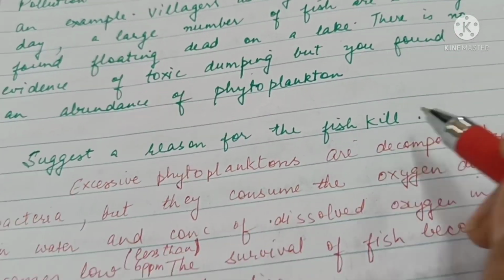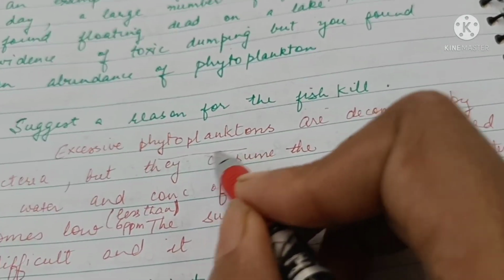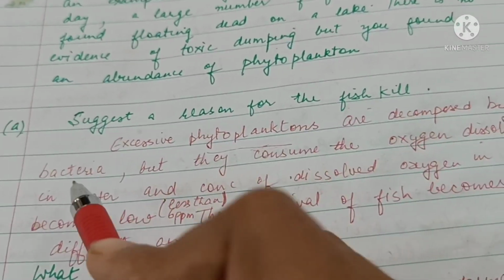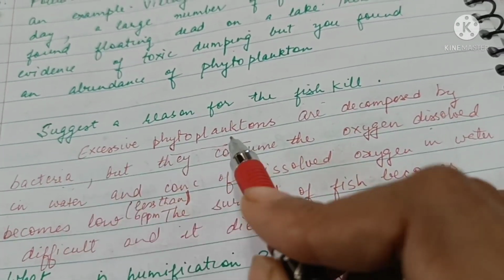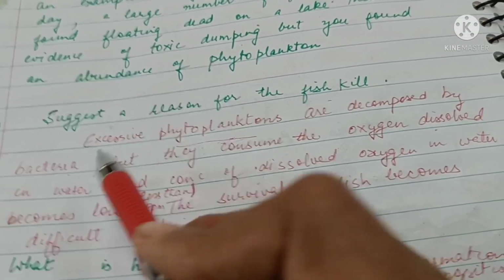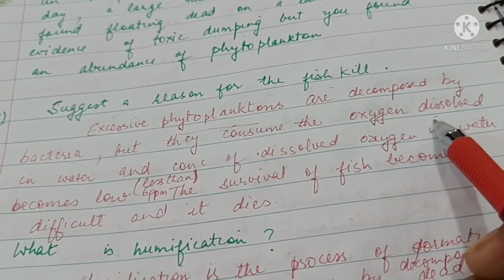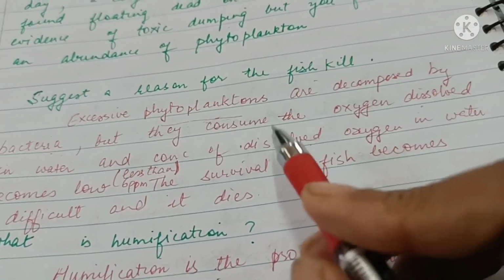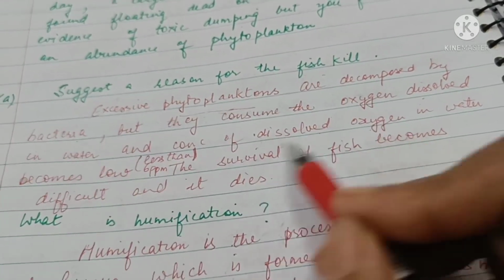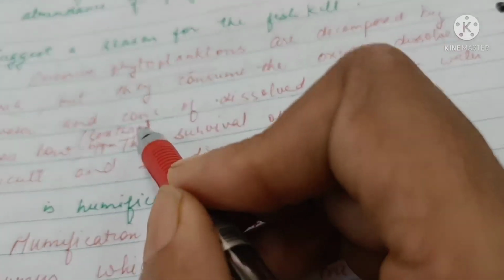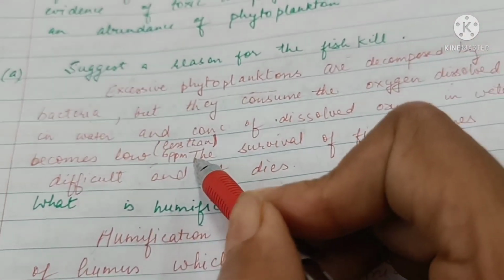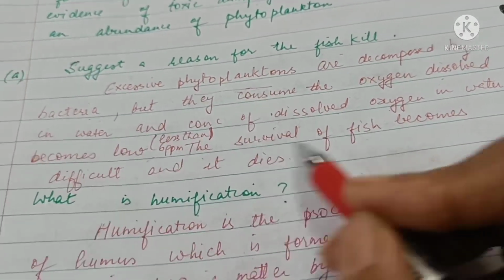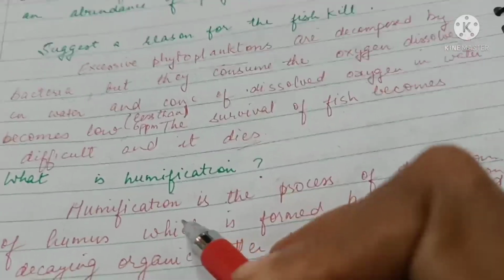So excessive phytoplankton, that is plants floating on the surface of water, are decomposed by bacteria in the water, but while decomposing, the bacteria consume the oxygen dissolved in water. So there is a deficiency of oxygen. The concentration of dissolved oxygen in water becomes low. When it becomes lesser than 6 parts per million, the survival of fish becomes difficult and it dies.